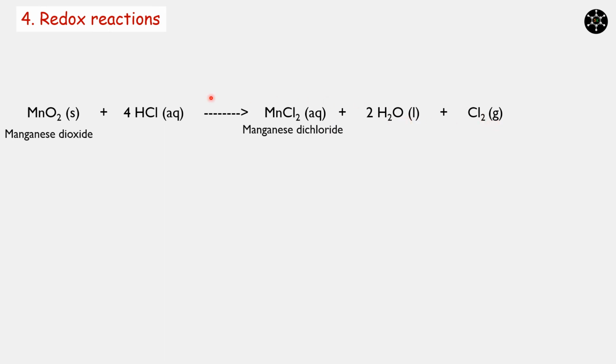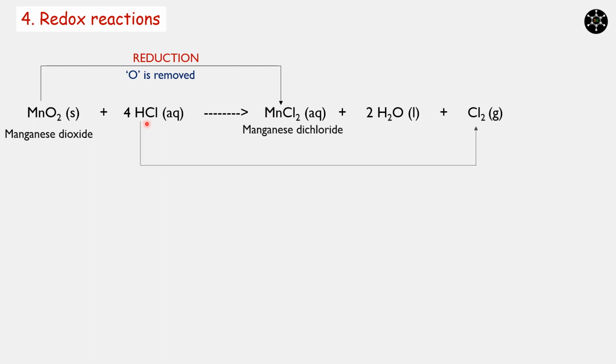In this reaction, for MnO2 to get converted into MnCl2, oxygen has to be removed, meaning MnO2 has undergone reduction to get converted into MnCl2. In the same manner, for HCl to get converted into chlorine, we have to remove hydrogen from HCl, meaning HCl has undergone oxidation to get converted into chlorine gas. In this reaction, we have both oxidation and reduction, so this is also a redox reaction.